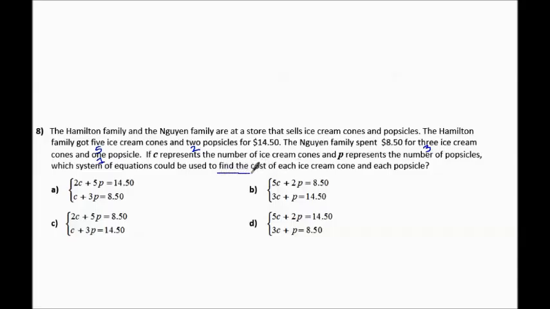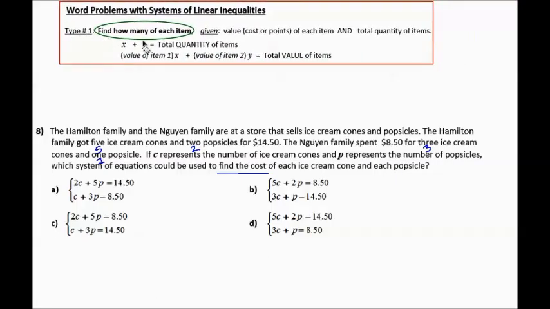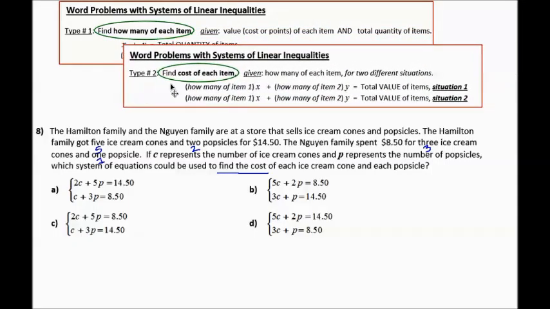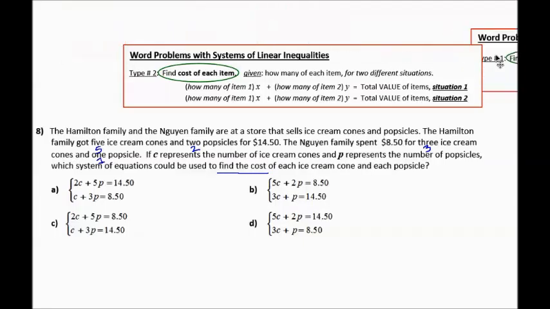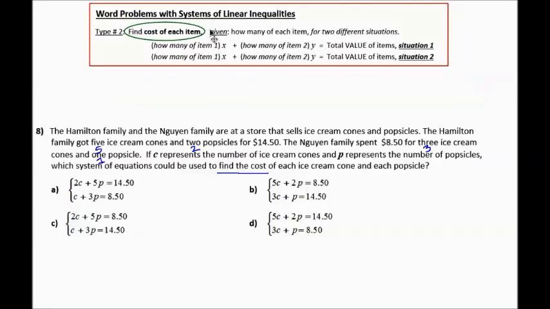And it's good to underline what we're looking for. Find the cost of each ice cream cone and each popsicle. Again, we have 2 options for word problems. One of them is to find how many of each item, and the other one is to find out the cost of each item. In this problem, they're asking you for cost, so it's a type 2 problem right here.